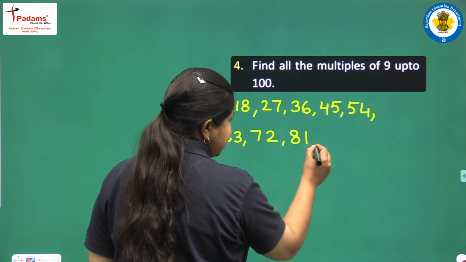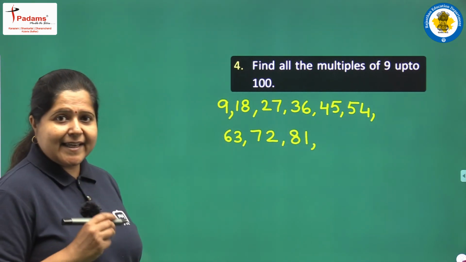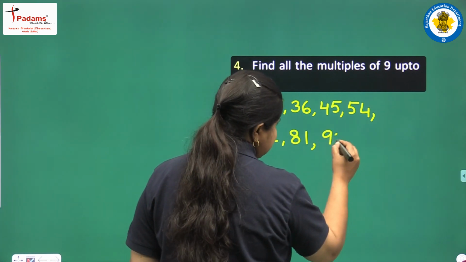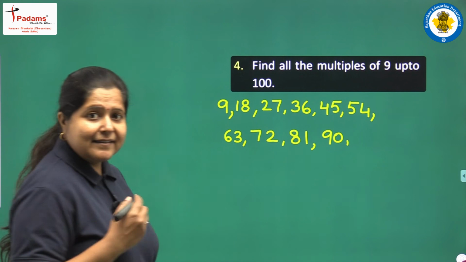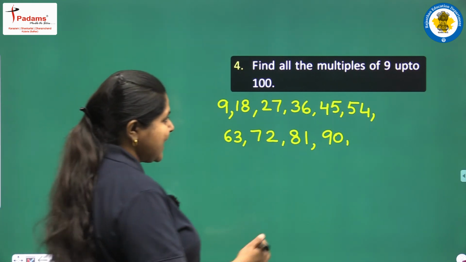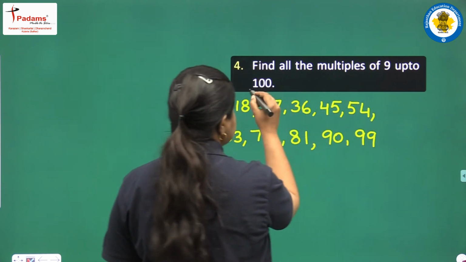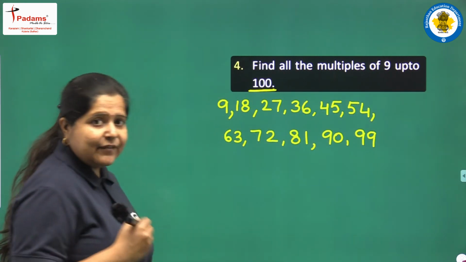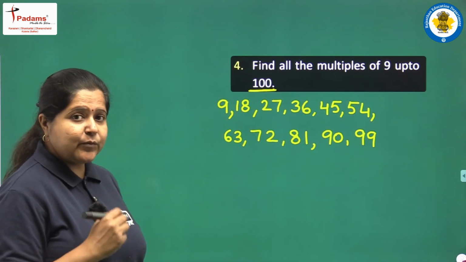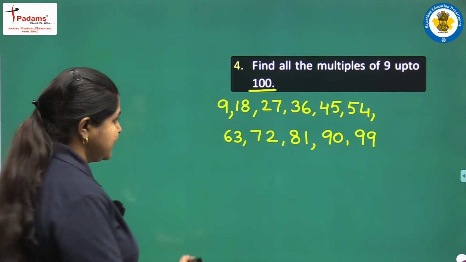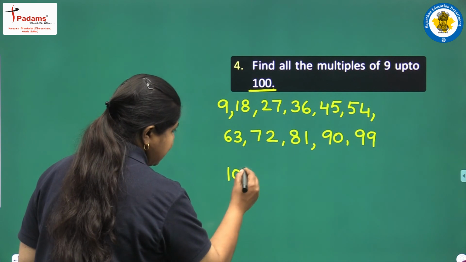All these are less than 100, remember that. Then 9 10s are 90, again less than 100. Then 9 11s are 99. Now we have reached very close to 100. And then if we write the next multiple, it will be 9 12s are 108. If we write it here, 108.